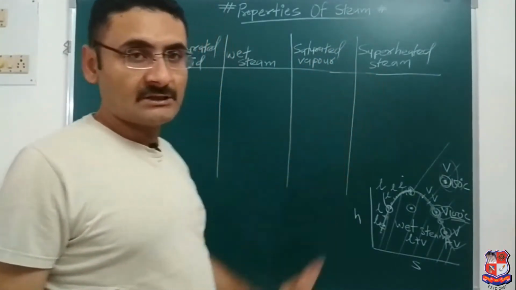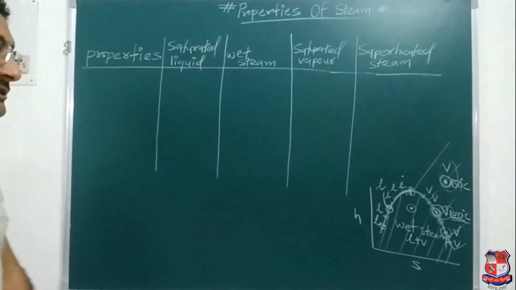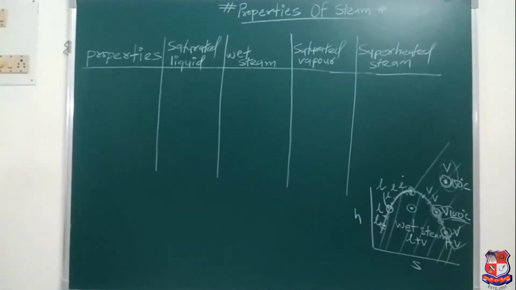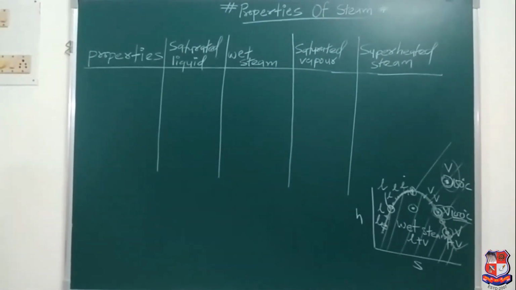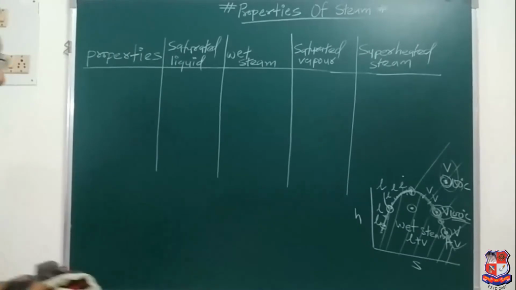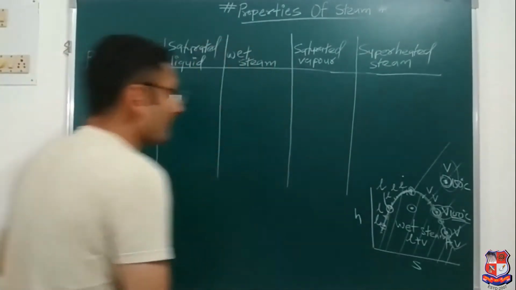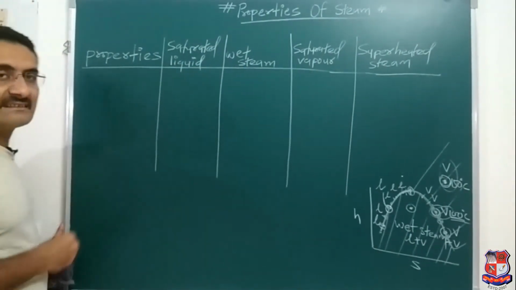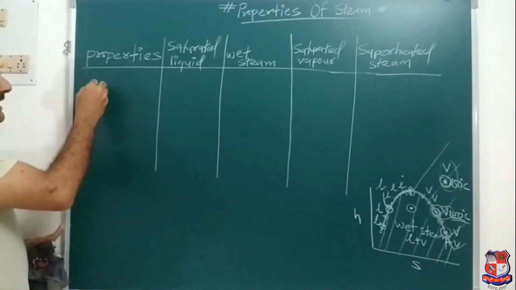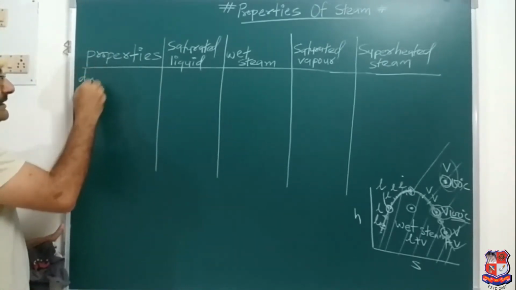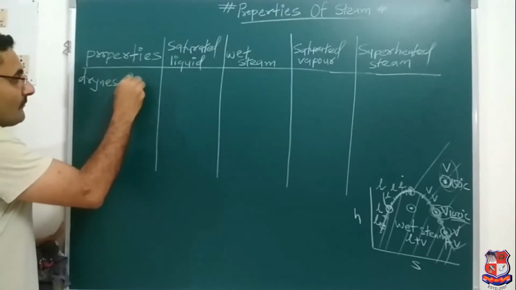Superheated steam means pure vapor particles, but the temperature of superheated steam is higher than the temperature of saturated vapor or saturated steam. Now after that, we will discuss the properties. The first property I will write like this: it is your dryness fraction.